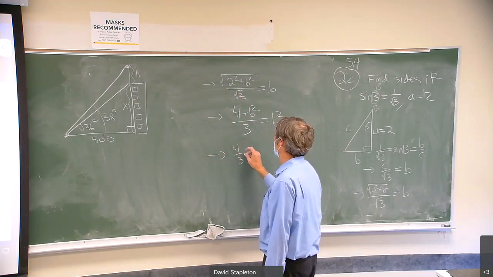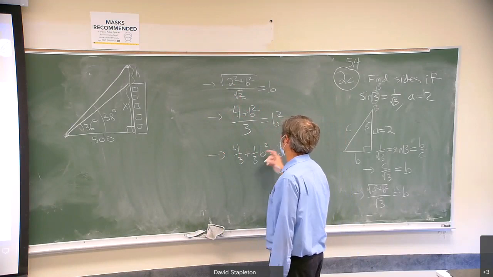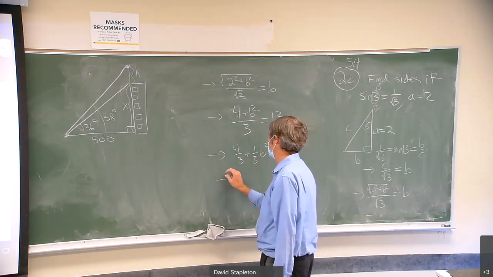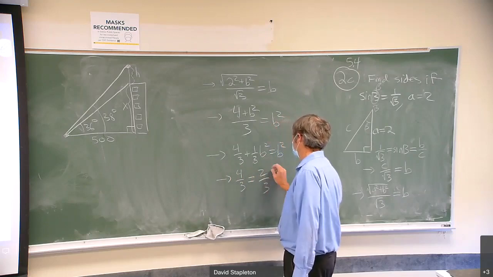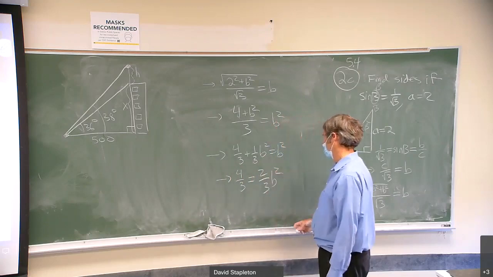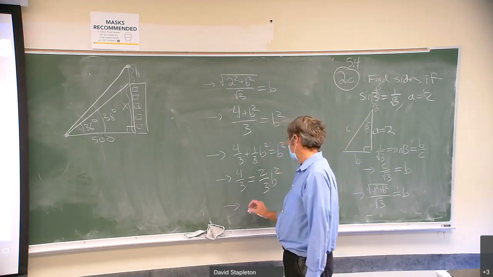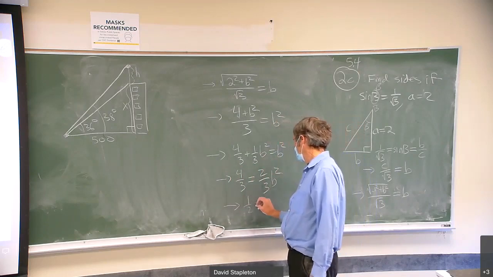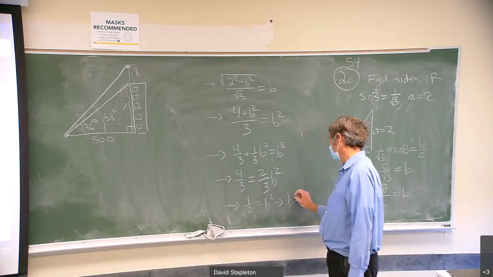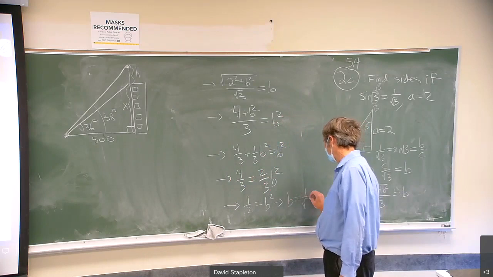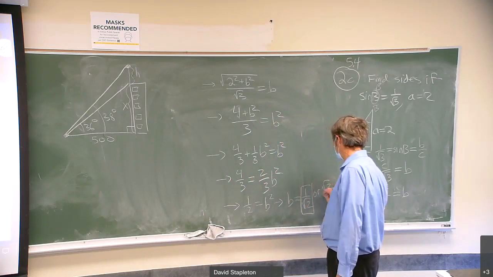4/3 plus 1/3 B squared equals B squared. If I subtract 1/3 B squared from each side, then I get 4/3 equals 2/3 B squared. And then multiply both sides by 3/2 gives us 1/2 equals B squared. Tells me that by square rooting, B must be 1 over square root 2, which you can write that way, or you can rationalize and call it square root 2 over 2.